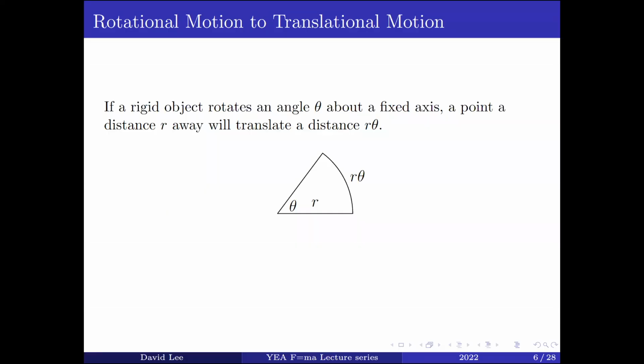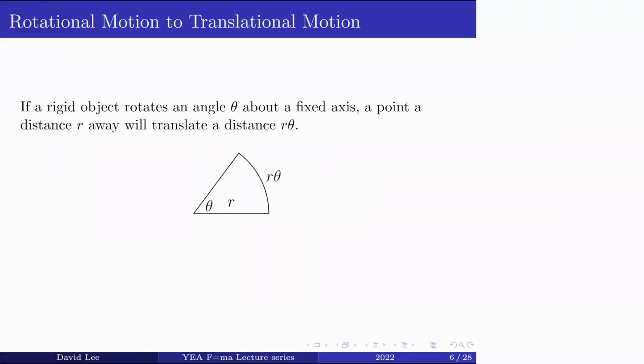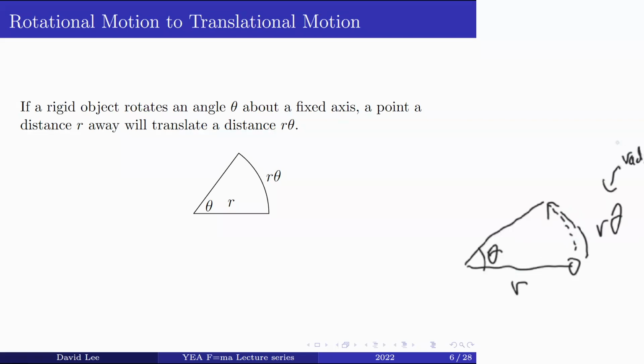So let's talk a bit about rotational motion to translational motion. If a rigid object rotates an angle theta, a point r away from it will translate r theta. This is like how circles work. What this means is basically just an object that moves this way. If this is r and this is theta, then this distance will be r theta. And notice that theta here has to be in radians. Otherwise, this won't work. So always use radians.